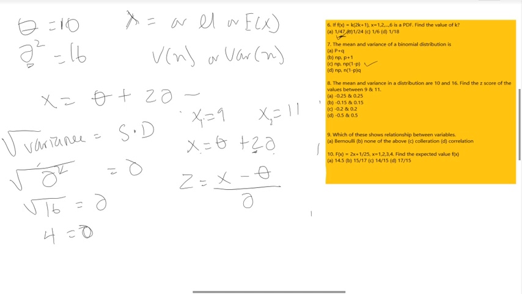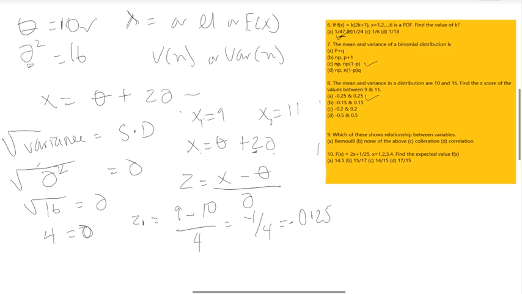So for the first one, we're going to say z1, that's when x equals 9, equals 9 minus our mean, which is what? Our mean is 10. Don't forget, our mean is 10. 10 over our standard deviation, which is 4. So this is minus 1 over 4, and this is 0.25. So this is minus 0.25 because we have minus here. So already, even without solving for the second one, you can tell that option A is our answer because that's the only one that has minus 0.25.